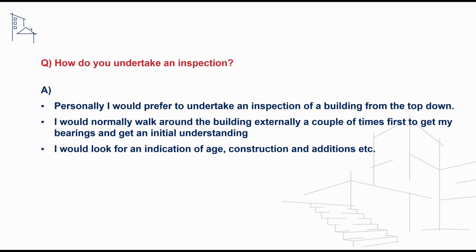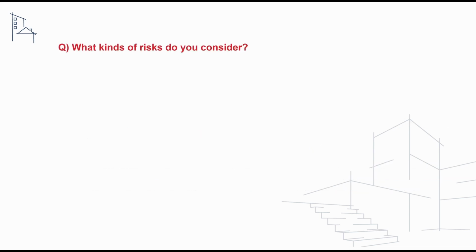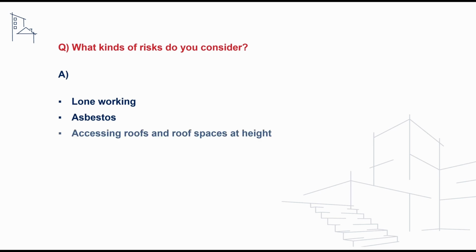I would then typically move inside and again start from the roof space and move down through the various floors of the property. We may also receive a question from the assessors asking what kind of risks we would need to consider, and to address this we could first of all reference the risk of lone working, the presence of any asbestos, our ability to access roofs and roof spaces, and in particular the risks associated with working at height.